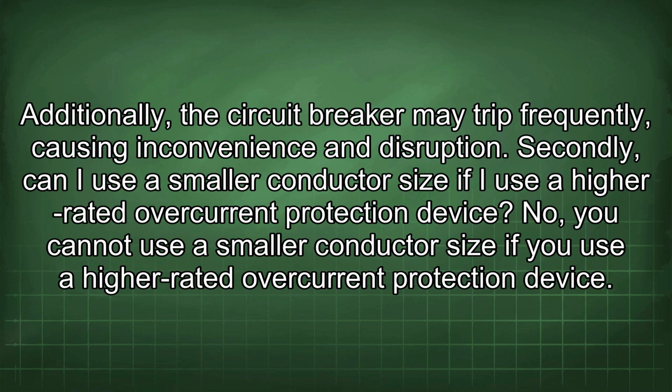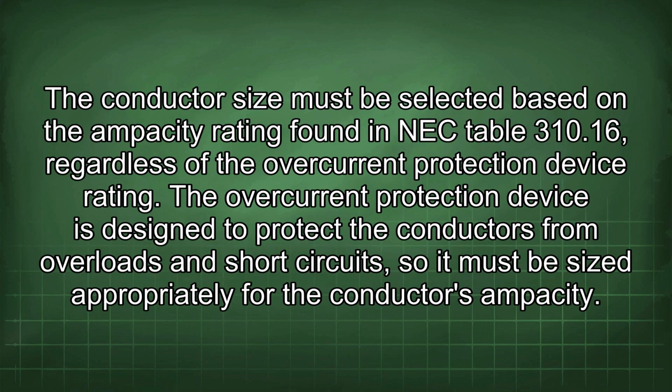Secondly, can I use a smaller conductor size if I use a higher rated overcurrent protection device? No, you cannot use a smaller conductor size if you use a higher rated overcurrent protection device. The conductor size must be selected based on the ampacity rating found in NEC Table 310.16, regardless of the overcurrent protection device rating. The overcurrent protection device is designed to protect the conductors from overloads and short circuits, so it must be sized appropriately for the conductor's ampacity.